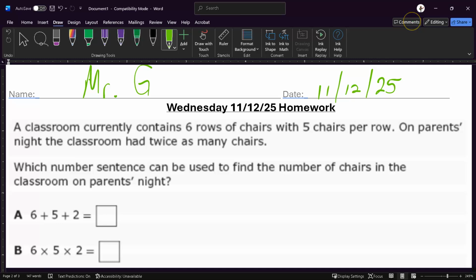Here we go. The classroom currently contains 6 rows of chairs with 5 chairs per row. On parents' night, the classroom had twice as many chairs. Which number sentence can be used to find the number of chairs in the classroom on parents' night? So first, information that we need. The classroom currently contains 6 rows of chairs, 5 chairs per row. On parents' night, the classroom had twice as many chairs. They want to know which number sentence can be used to find the number of chairs in the classroom on parents' night.